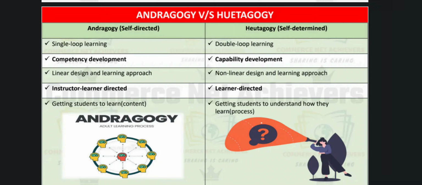Andragogy has a linear design and learning approach. Heutagogy has a non-linear design and learning approach. In andragogy, it is instructor and learner directed. Heutagogy is learner directed. Andragogy is getting students to learn. Heutagogy is getting students to understand how they learn. As we said, it is a process.